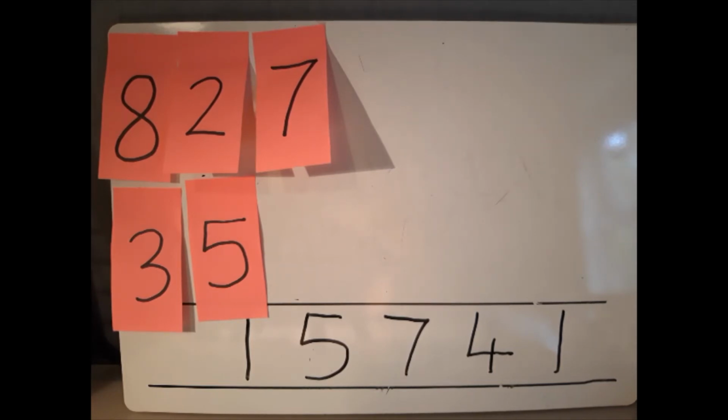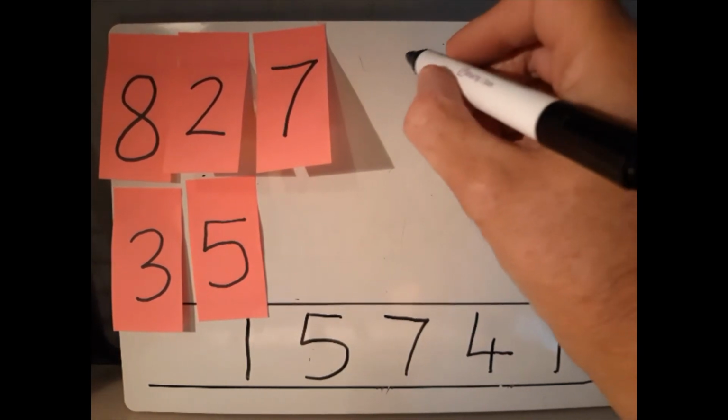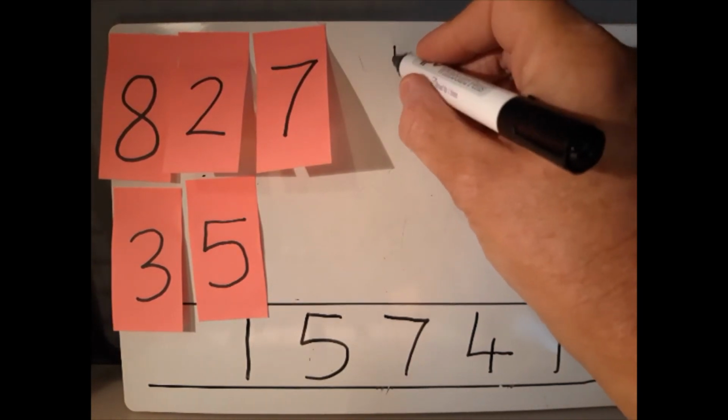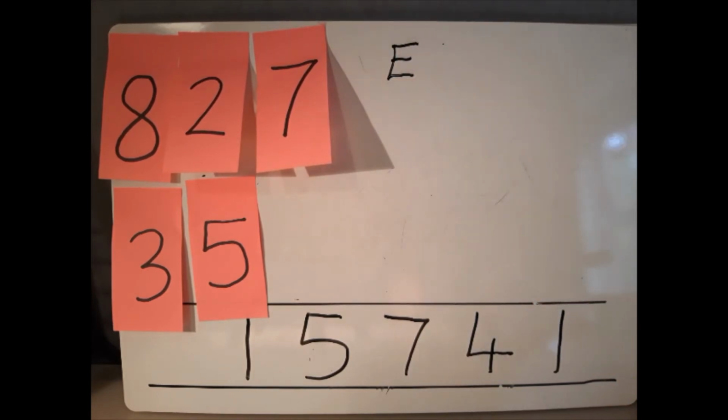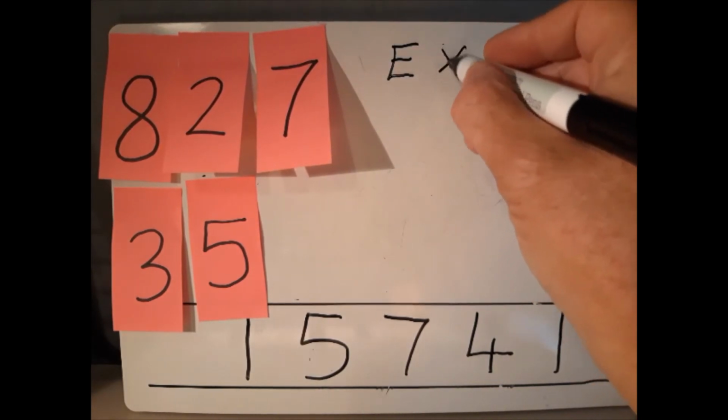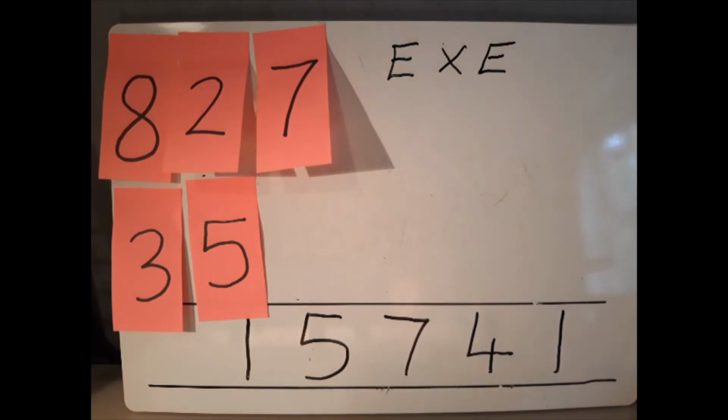Now, the thing that I have noticed is that, look, odd number. Or if you multiply numbers together, there is a rule about what sort of answer you get. If you multiply an even number by an even number, the answer is always an even number.